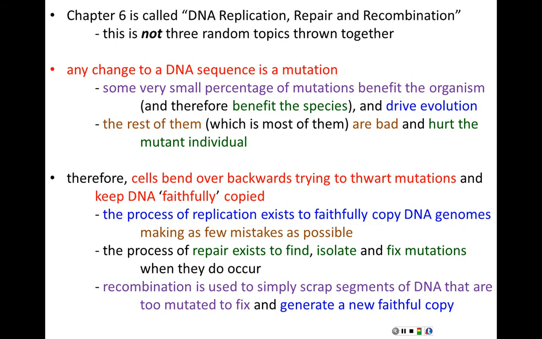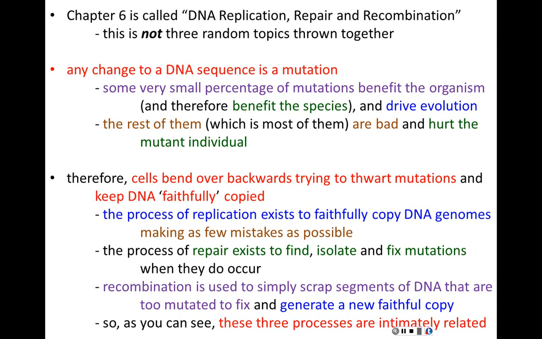So hopefully, as you can see, the three processes that this chapter is about are far from random. They are intimately related. DNA replication, repair, and recombination all exist to make sure that DNA is faithfully copied and mutations are kept to a minimum.